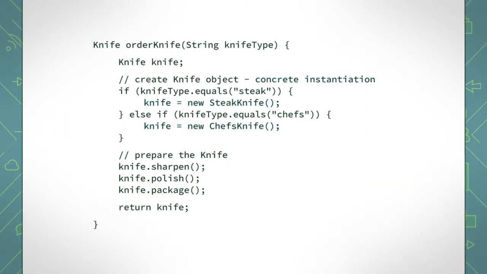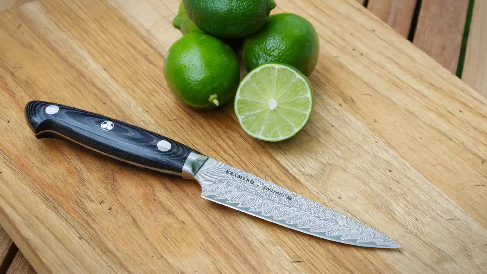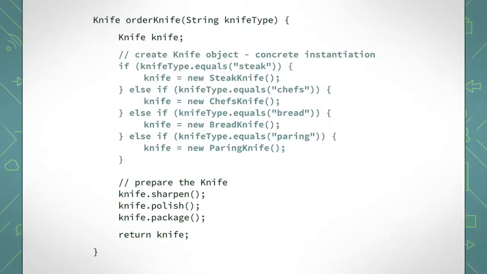The next step is to call some methods that are common to the different types of knife objects: sharpen, polish, and package. These methods do not care what type of knife is created. All they want is a knife to operate on. Imagine that your store adds more and more knife types as its sales improve. New subclasses are added as needed: bread knife, paring knife, etc. In this example, the list of conditionals grows and grows as new knife types are added. Notice that what we do with the knife after creating it doesn't change. All of these knives need to be sharpened, polished, and packaged. This is all getting pretty complicated.